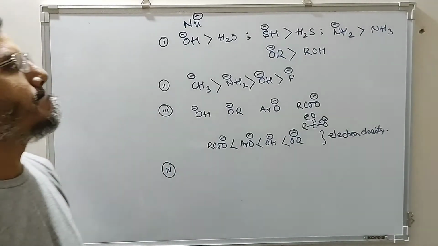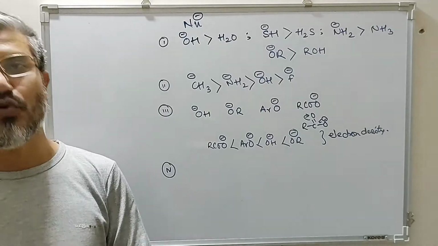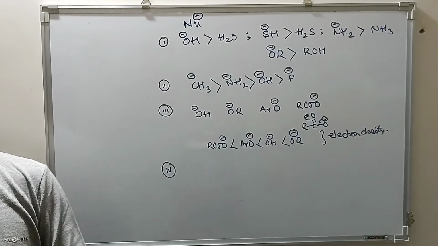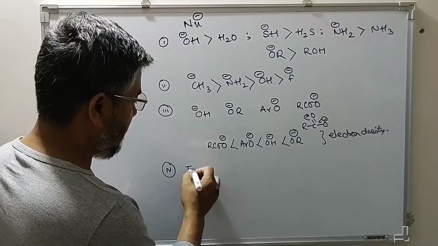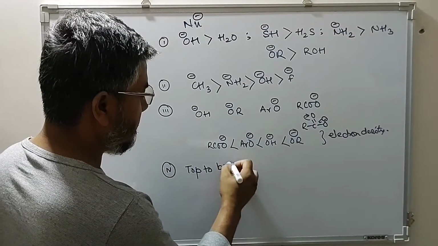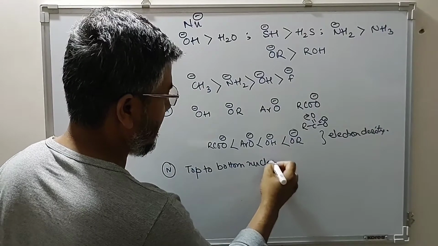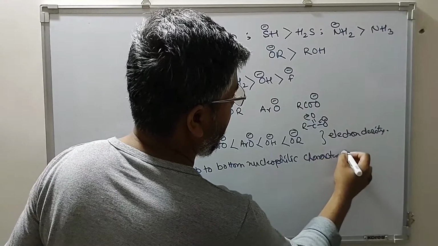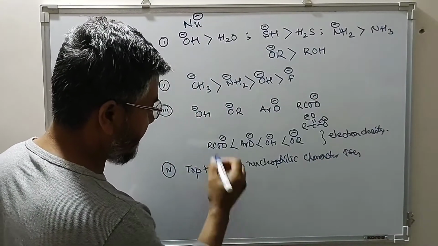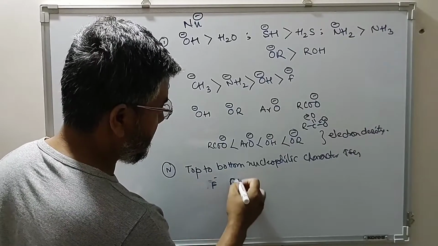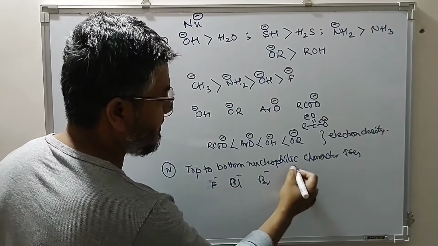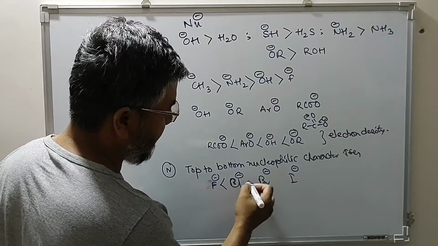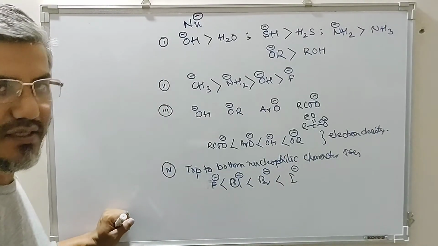Now, if the nucleophiles belong to the same group, then moving from top to bottom, nucleophilic character increases. That means, look at this, we have F minus, Cl minus, Br minus, I minus. These are halides. So from fluoride to iodide, nucleophilic character increases.